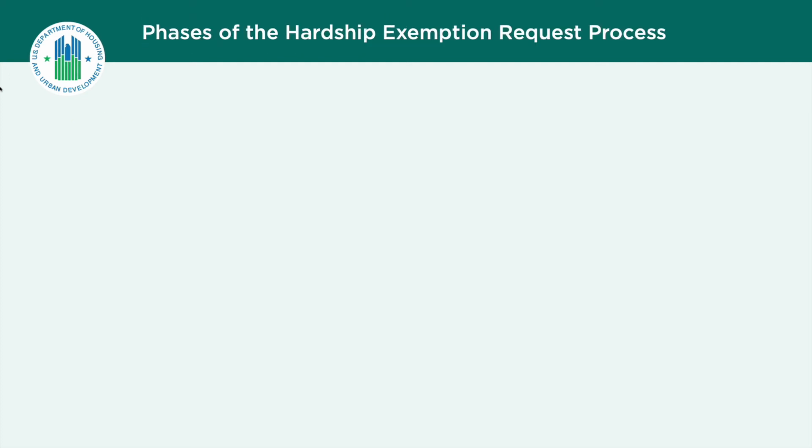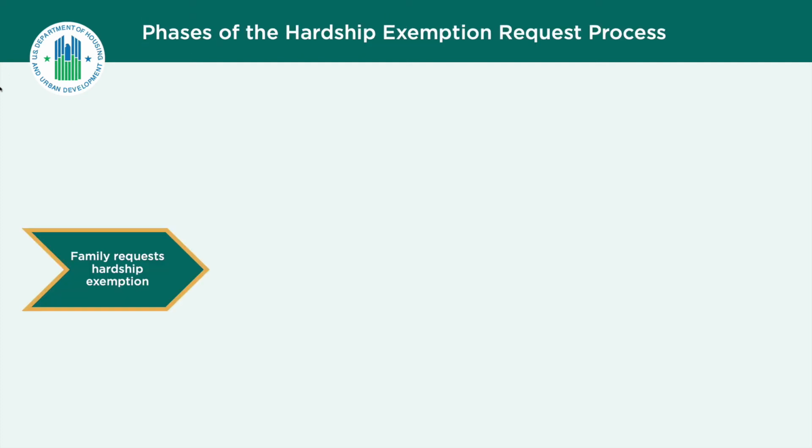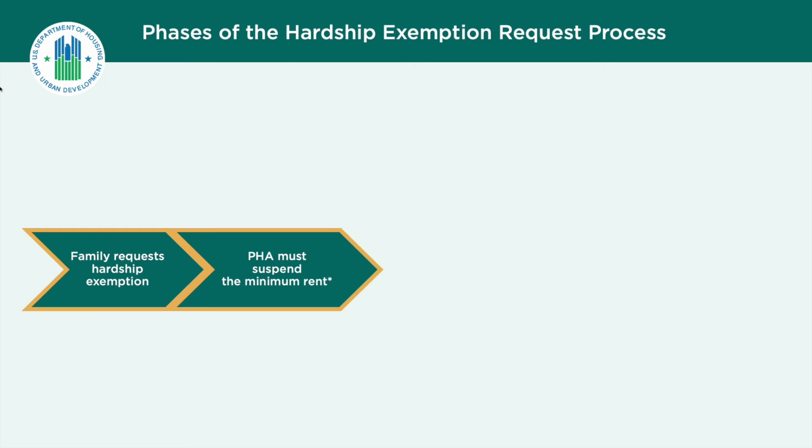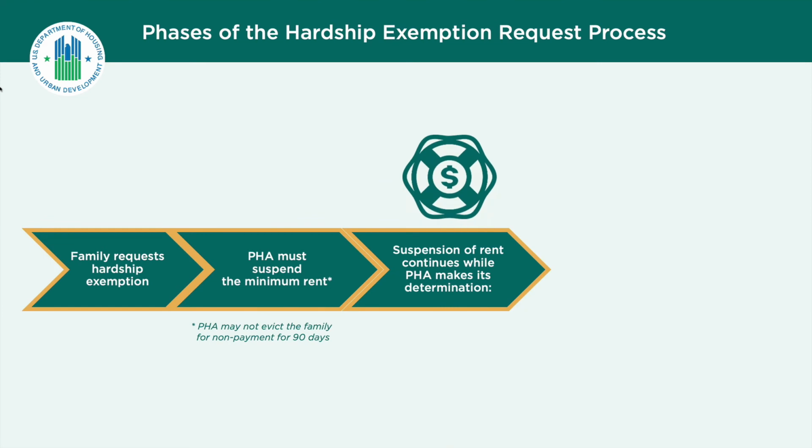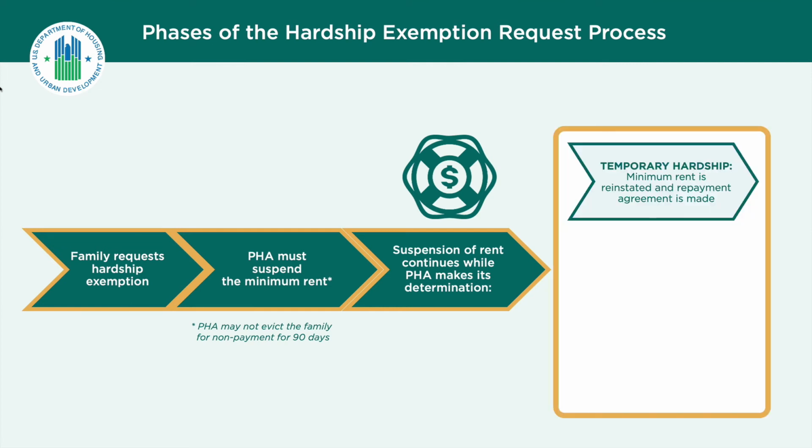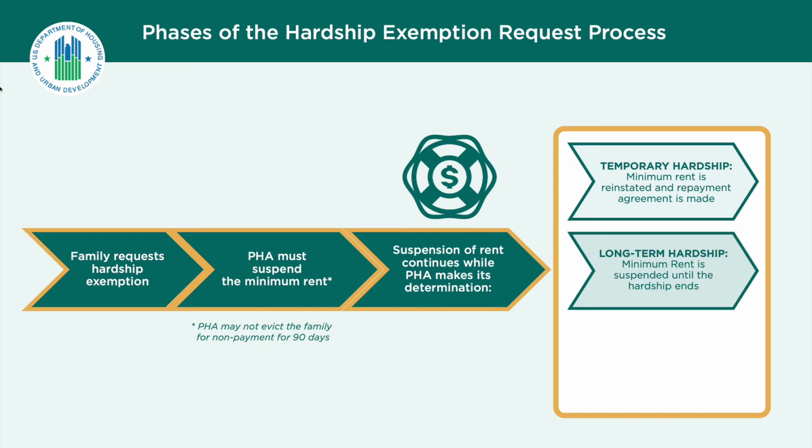If a family paying minimum rent requests a minimum rent hardship exemption, the PHA must suspend the minimum rent effective the following month. The PHA may not evict the family for non-payment of the minimum rent for 90 days following the request for the hardship exemption. The suspension of minimum rent continues while the PHA makes its determination as to whether a qualifying hardship exists. As such, PHAs must make this determination quickly and determine whether it is a temporary or long-term hardship.